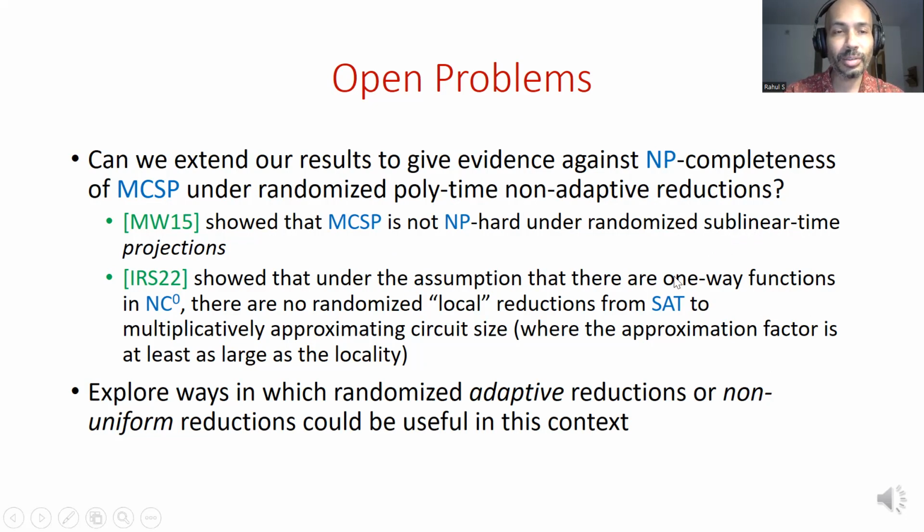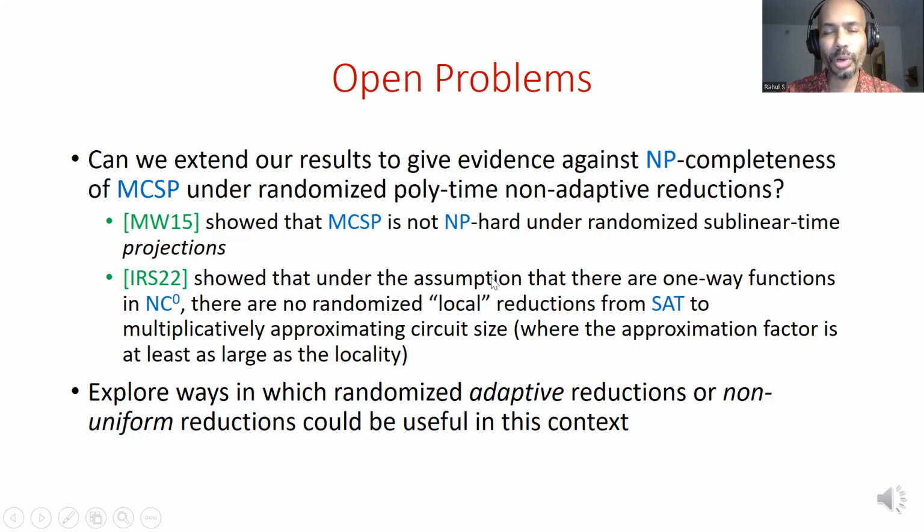In joint work with Rahul Ilango, Hanlin Ren, and others, I showed that under the assumption that one-way functions in NC0 exist, a standard crypto assumption, there are no randomized local reductions from SAT to multiplicatively approximating circuit size. And here, the multiplicative approximation depends on the locality. So the locality is, say, n to the delta. If each output bit depends on n to the delta input bits, then the circuit size approximation would be like n to the 4 delta. So there's some sort of trade-off going on here.